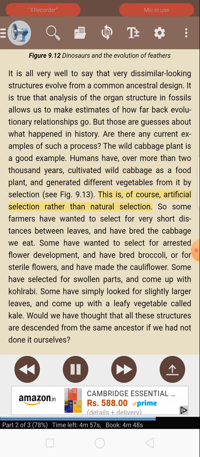This is, of course, artificial selection rather than natural selection. So some farmers have wanted to select for very short distances between leaves and have bred the cabbage we eat. Some have wanted to select for arrested flower development and have bred broccoli, or for sterile flowers and have made the cauliflower. Some have selected for swollen parts and come up with kohlrabi. Some have simply looked for slightly larger leaves and come up with a leafy vegetable called kale.